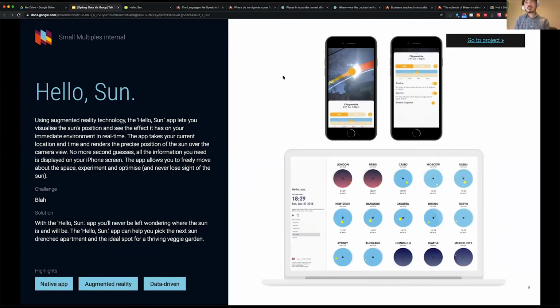Apart from commercial projects, during downtime we also occasionally work on passion projects or side projects. This one is an example of that. We built an augmented reality AR app to help people track the position of the sun. You can change the time of day to see where the sun is going to be, and change the day in the year as well, to see how the position of the sun will shift as the seasons change through the AR camera.